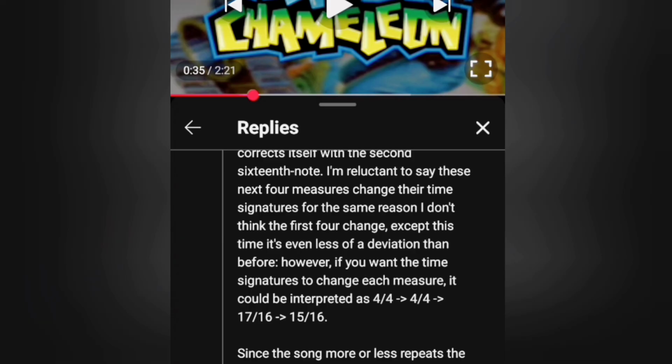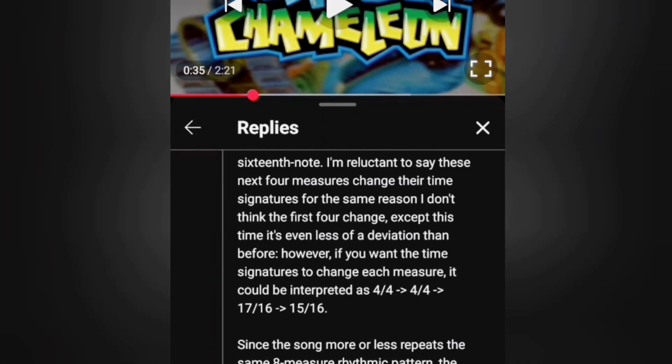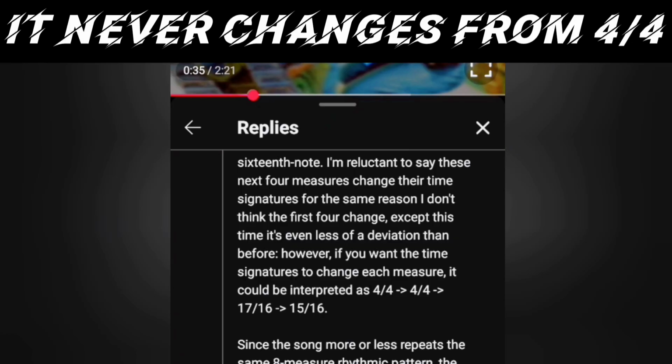However, if you want the time signatures to change each measure, it could be interpreted as 4 and then 4, 17 and then 50. So he's saying if you really wanted to measure it for each measure, you could write it like that. But what I'm saying is the whole thing is in 4/4, and it's just simulating all of this. And you could, if you wanted to, break it up.